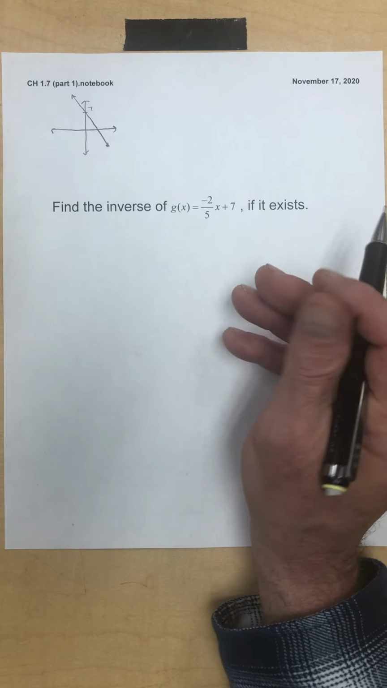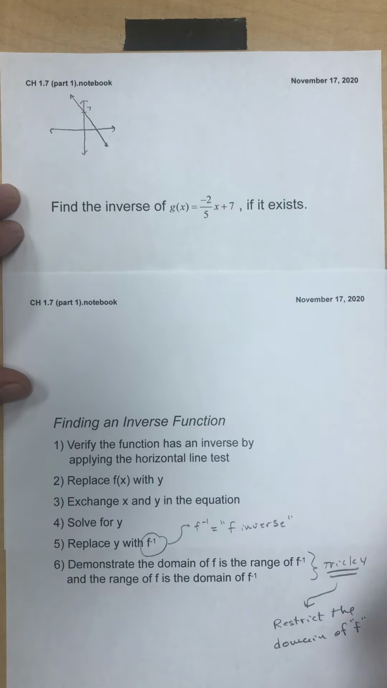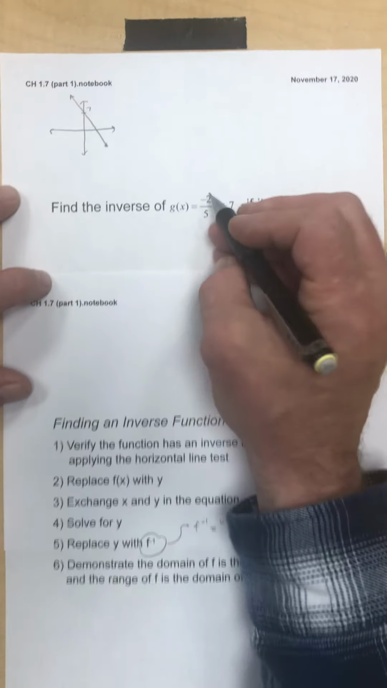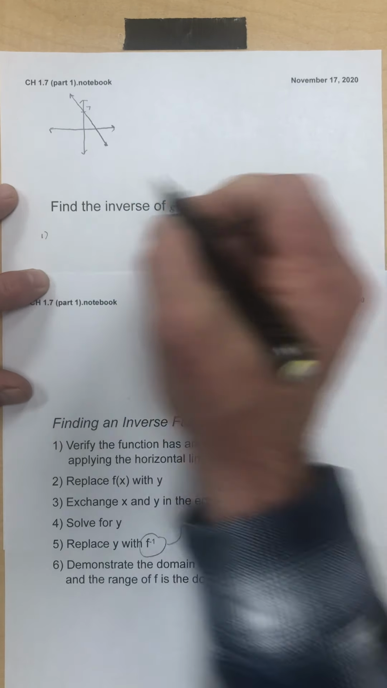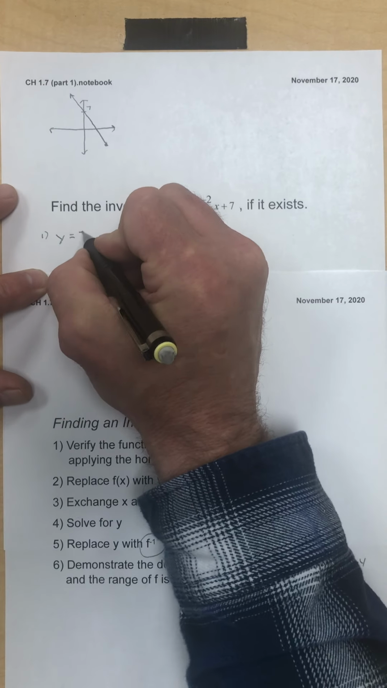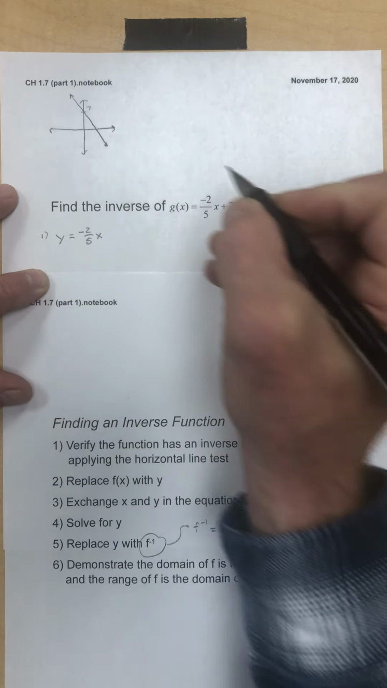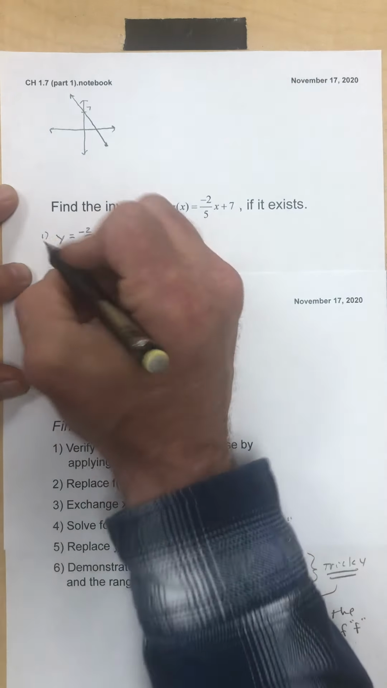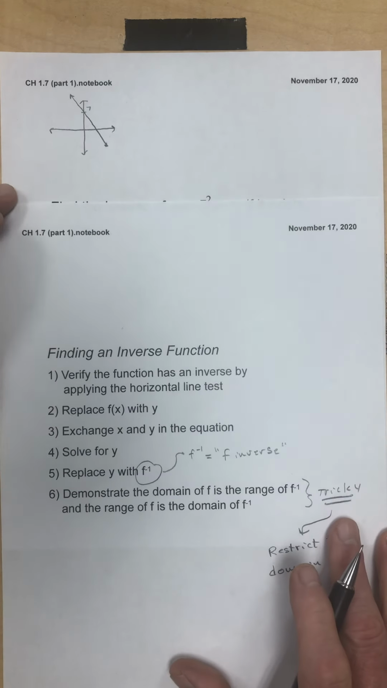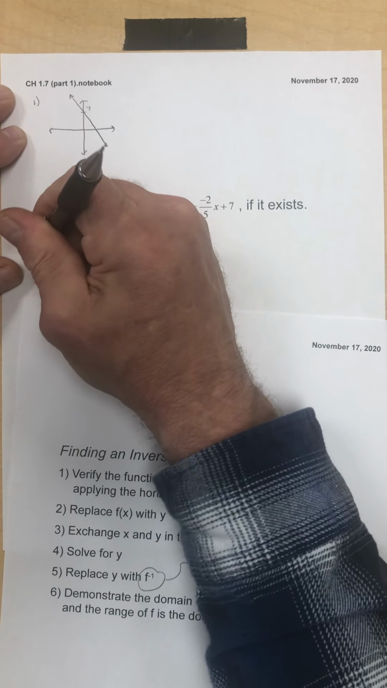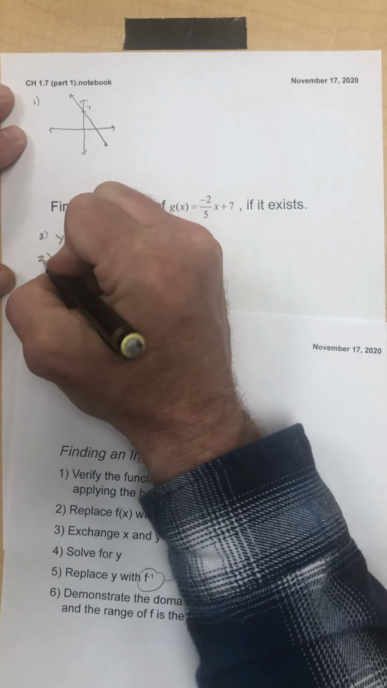Okay, so we go here and we say, okay, what's the first thing we do? Well, we get rid of the function notation, replace it with y. So the very first thing we'll do is take this g of x and throw it out and rewrite it as y equals negative 2/5 x plus 7. Okay, very first thing. Now the second thing we do, well actually it's the third thing. This was the first thing up here, this was the second thing, and this was the third thing. It doesn't make any difference, we know what we're doing.